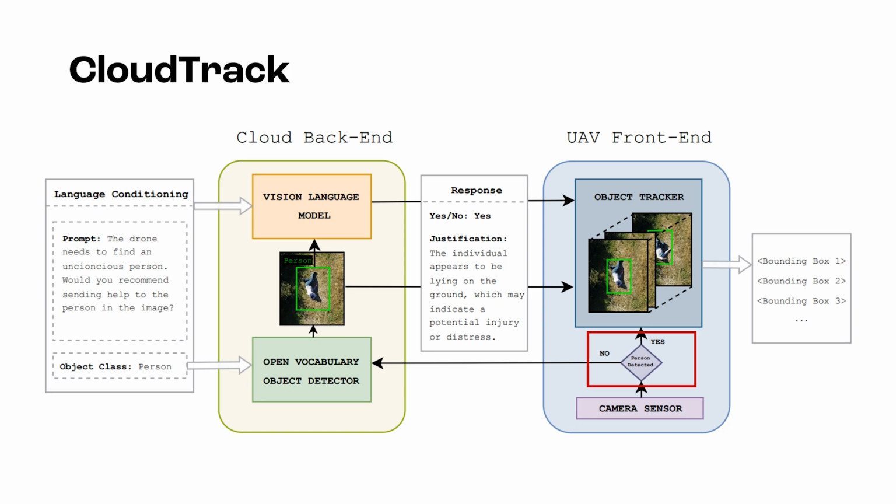There, an open vocabulary object detector identifies people in the image and returns a bounding box for every match. We then crop each bounding box and send the image patch to a vision language model for fine-grained semantic classification. The vision language model then confirms or rejects a match with the prompt and delivers a justification. We then initialize an object tracker deployed directly on the UAV's companion computer with the bounding box coordinates. The object tracker tracks the bounding box across succeeding frames until the object is either lost or a human operator confirms or rejects the match.